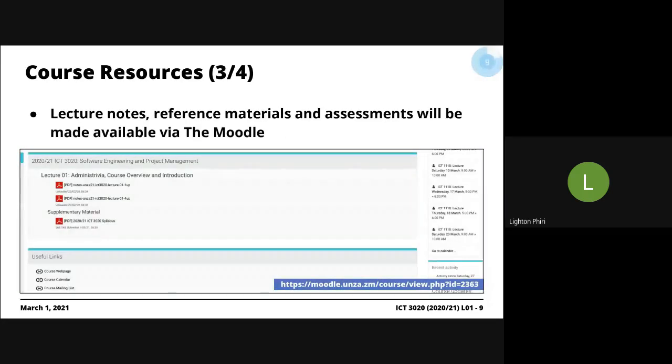So in essence, everything is going to be on the Moodle site. The lecture notes, the handouts, and any reference materials that we think are important will be uploaded and organized according to the different topics and modules that you're covering. And also, more importantly, the assessments will be made available via the Moodle as well. So that will be the group-based assignments.